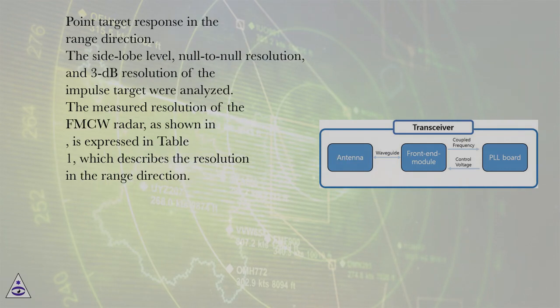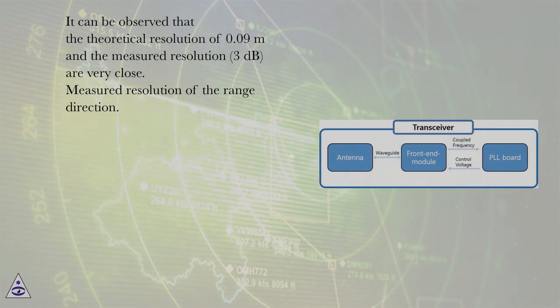Point target response in the range direction. The side lobe level, null-to-null resolution, and 3 dB resolution of the impulse target were analyzed. The measured resolution of the FMCW radar, as shown in the figure, is expressed in Table 1, which describes the resolution in the range direction. It can be observed that the theoretical resolution of 0.09 meters and the measured resolution, 3 dB, are very close. Measured resolution of the range direction.